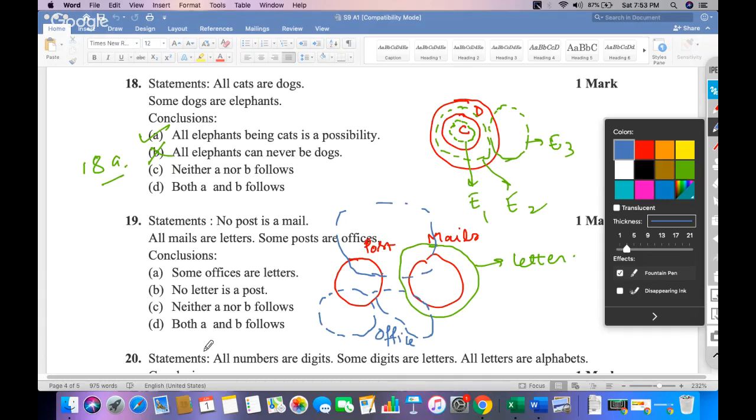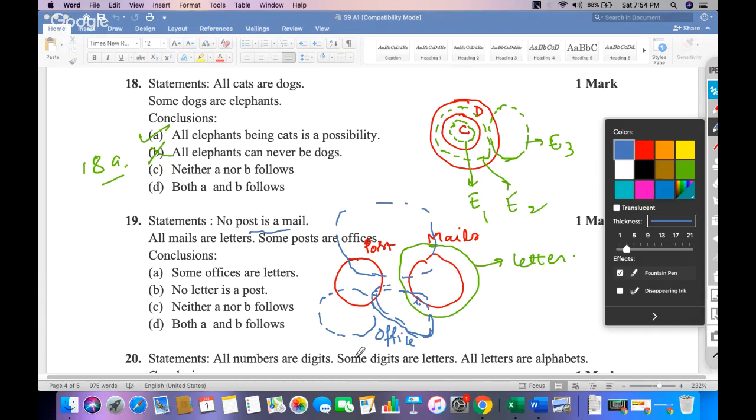One second. Am I doing something wrong? No post is male. So I have drawn no post is male, and all males are letters. Now some posts are offices. If I draw something like this, a correlation. So some officers are posts and some officers are letters.